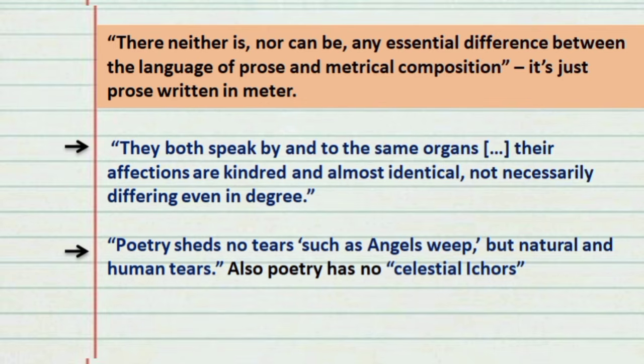Wordsworth says both poetry and prose, they both speak by and to the same organs. Their affections are kindred and almost identical, not necessarily differing even in degree. And poetry sheds no tears such as angels weep, but natural and human tears. He's just saying that they are exactly the same.